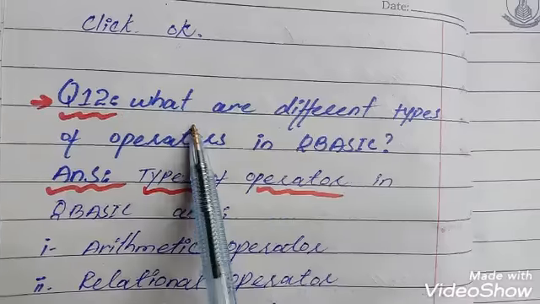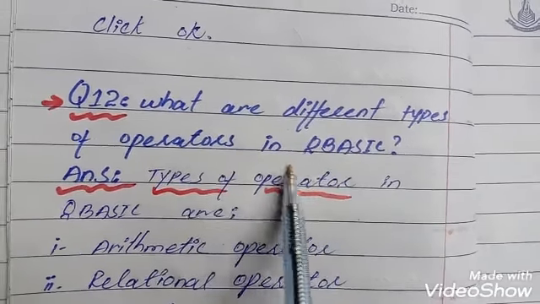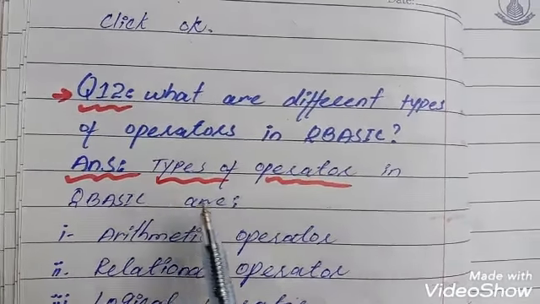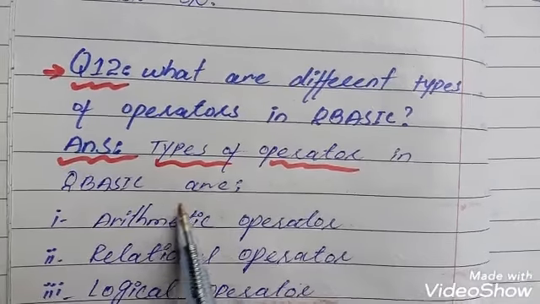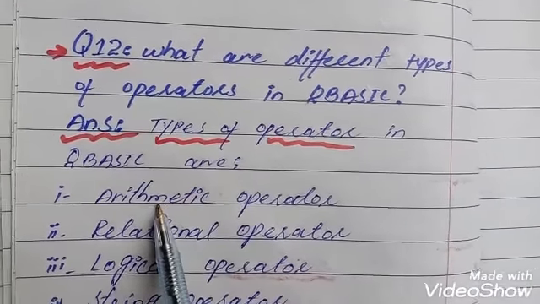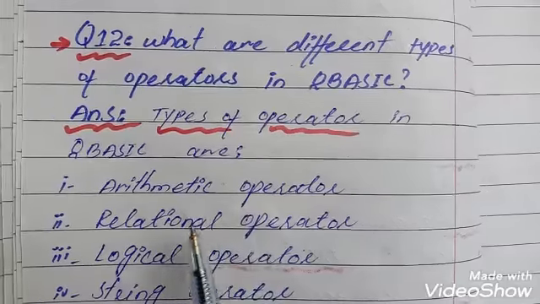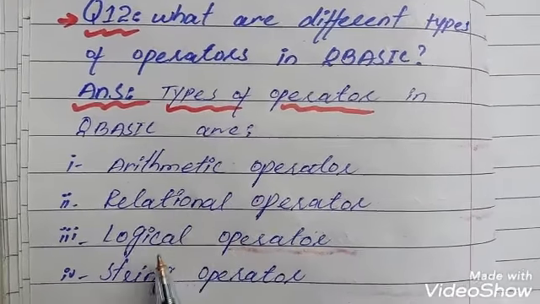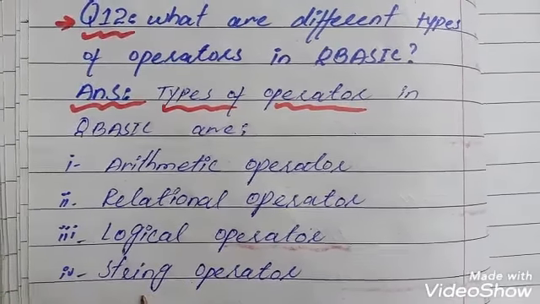Question number 12. What are the different types of operators in QBasic? Answer. Types of operator in QBasic are arithmetic operators, relational operators, logical operators, string operators.